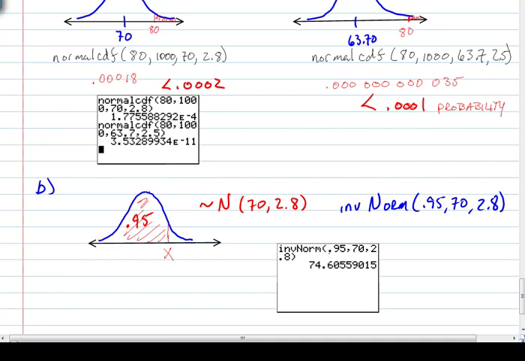This number right here represents the bottom 95% of this shaded region right here. The 70 is the mean and the 2.8 is the standard deviation. So now it's color coded for you. X is the 74.6. X is 74.6 inches. So if I was rounding, I'd say that doorway needs to be 75 inches tall. Who wants to measure 0.6 of an inch? But now 95% of the male population can walk through your door without having to duck.